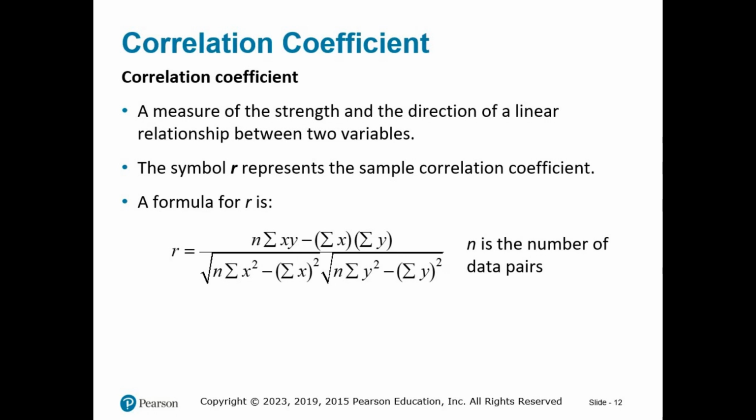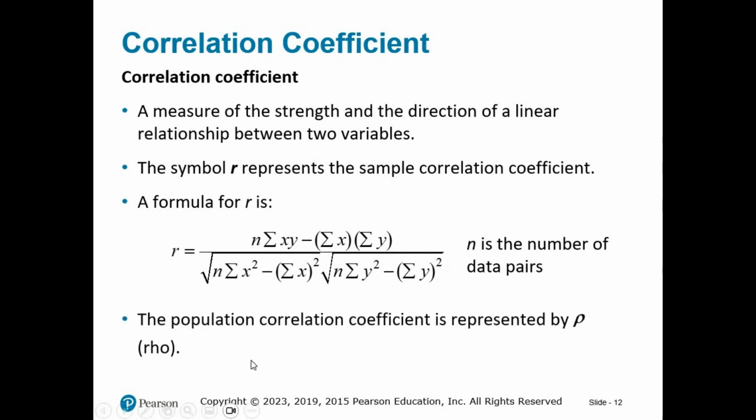The x values are coming from the independent variable, and the y values are coming from the dependent variable, and n is representing the number of data pairs, the number of coordinate pairs in the graph. R is supposed to be the unbiased estimator of the population correlation coefficient, which is represented by the lowercase Greek letter rho, the symbol here.